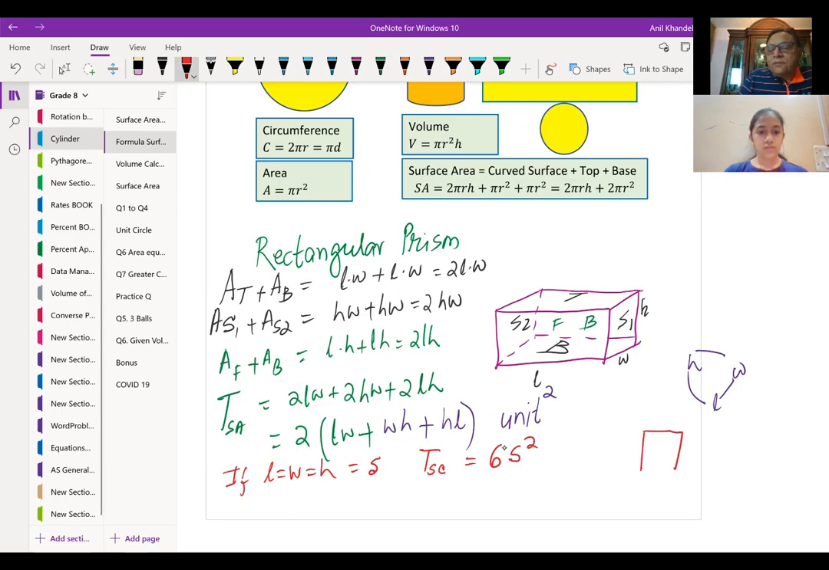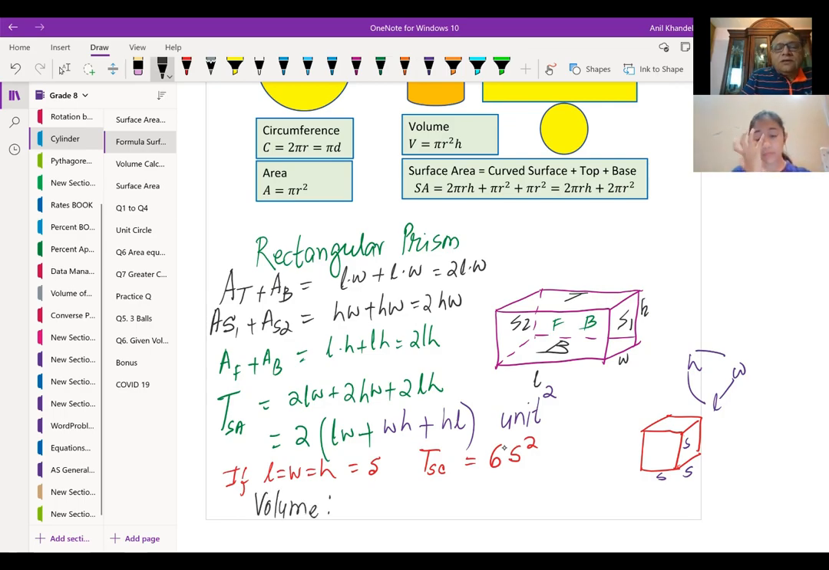That is the square I'm talking about, like a dice you have, for example. It has 6 sides. If each side length is S, there are 6 surfaces, each with the area of S squared. So the total area is 6S squared, correct? Now let's talk about volume.